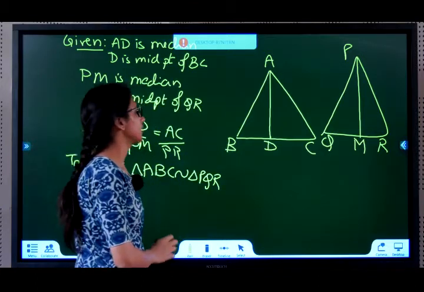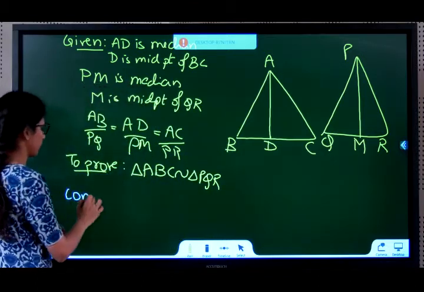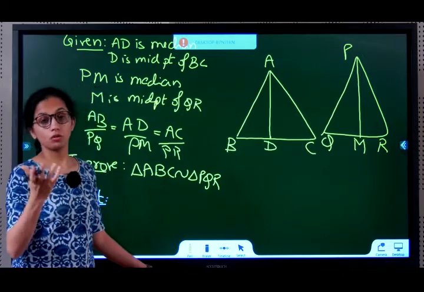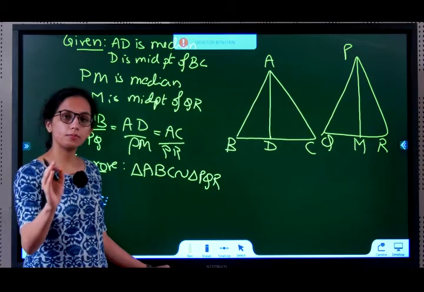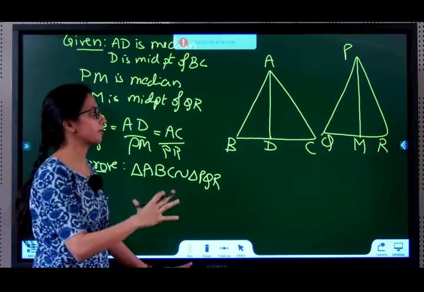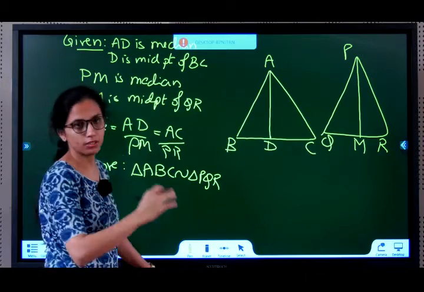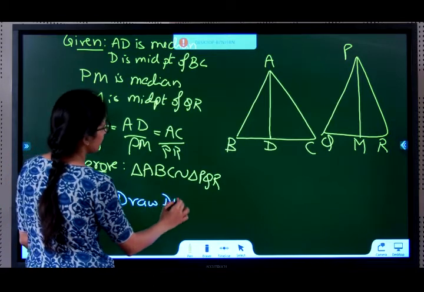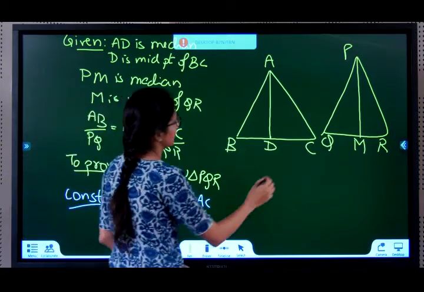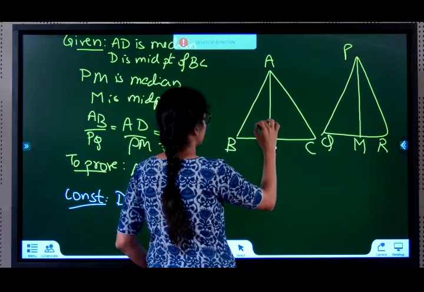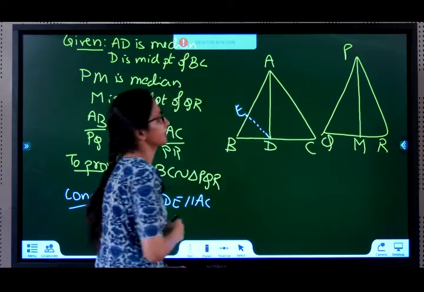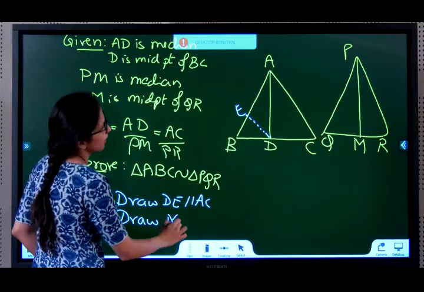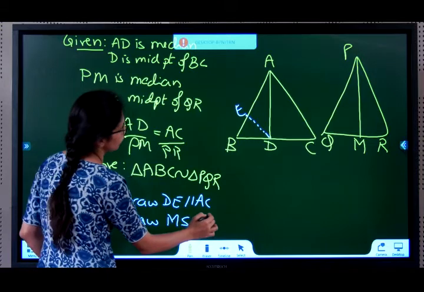Okay. In this particular problem, it's a little different. You have to mark this problem, because there's no way if you simply get this problem in the exam, you'll be able to know that you have to construct something like this. So mark this problem and note it. So you have to learn this problem, that if such a problem comes in the exam, you have to construct this. Draw DE parallel to AC. So DE parallel to AC. Similarly there, draw MS parallel to PR.